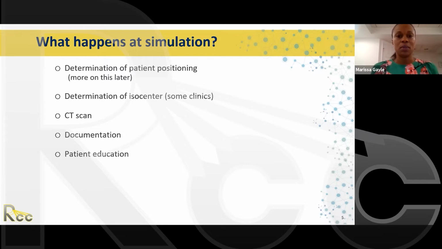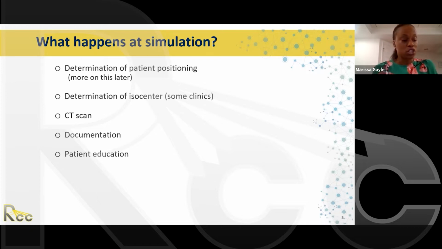The isocenter can be picked by a therapist in some instances where it's very obvious. A lot of times on palliative cases, we may just pick the isocenter. On more detailed cases, maybe like an SBRT or an SRS, the doctor will come in and tell us exactly where he would like that isocenter to be. At the time of the simulation, we're going to do, of course, a CT scan to scan the area that we need to treat. And then we need to document.